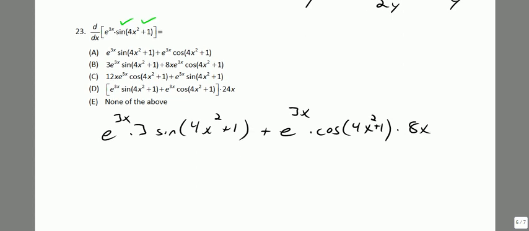So now we play that magical game of trying to match it up. If I look at A, I don't think it's A. B looks like the answer.